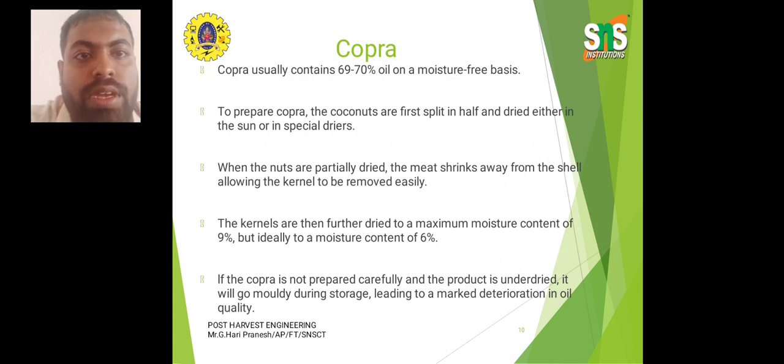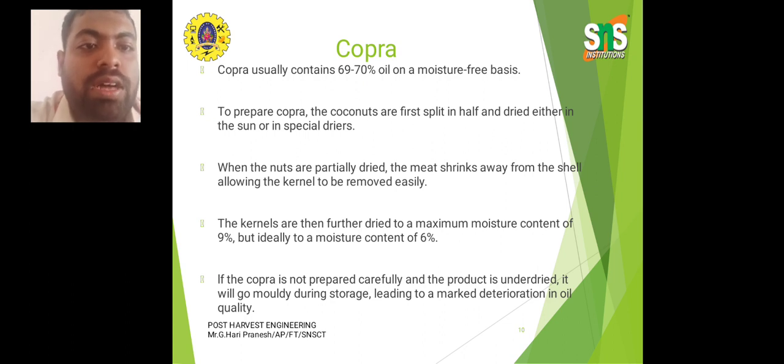Chopra, in Tamil we say Koparatenga. Chopra usually contains 69 to 70% of oil on a moisture-free basis. To prepare chopra, the coconuts are first split in half and dried either in the sun or in special dryers. When the nuts are partially dried, the meat shrinks away from the shell, allowing the kernel to be removed easily.